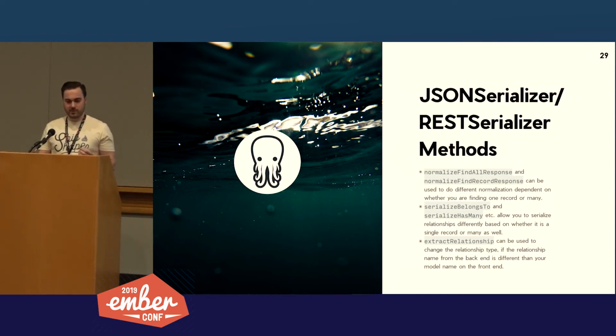And you're going to have a similar thing with serialize. So if you want to do things only in the belongs to case, you have it in serialize belongs to, or if you have multiple records, you use serialize has many. And there's another method called extract relationship. And this can be used to change the relationship type. So if your model exists from an old API and a new API is giving you back that same data, but they've changed the name on you, it's a good way to change the name on your side so that it can all just work.